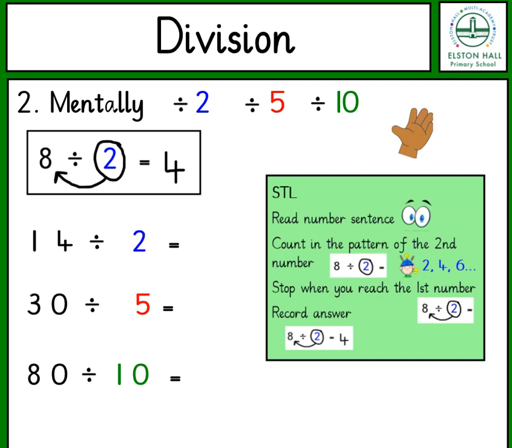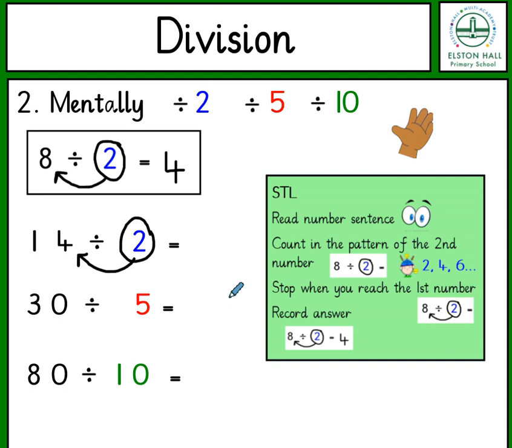So we can read the number sentence, 14 divided by 2 equals, and then we need to count in the pattern of the second number. I've drawn a circle around the second number so I know which pattern to count in. And then we need to stop when we reach the first number. We can use our fingers to help.